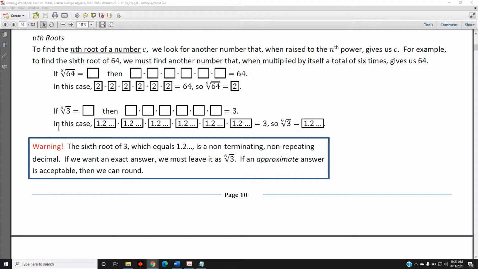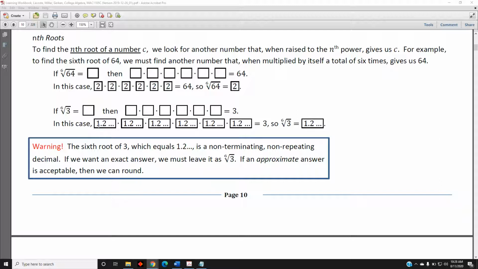Let's try a harder one. If the sixth root of 3 equals box, then box times box times box times box times box times box equals 3. There's no nice, easy, convenient small integer that we can put in the box. We're going to get a decimal.